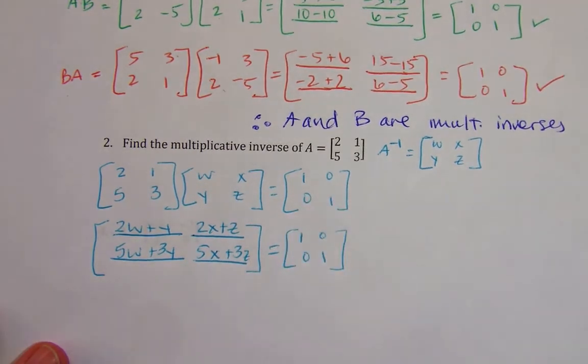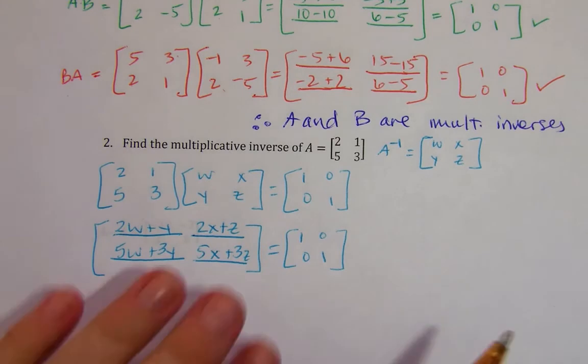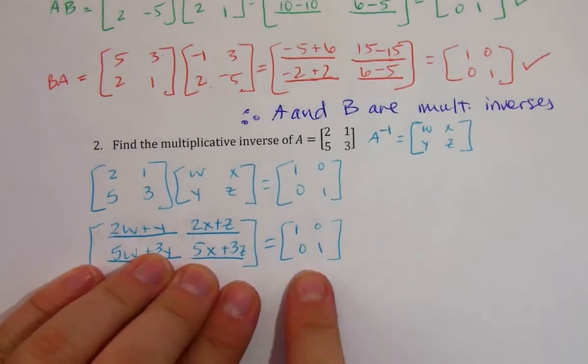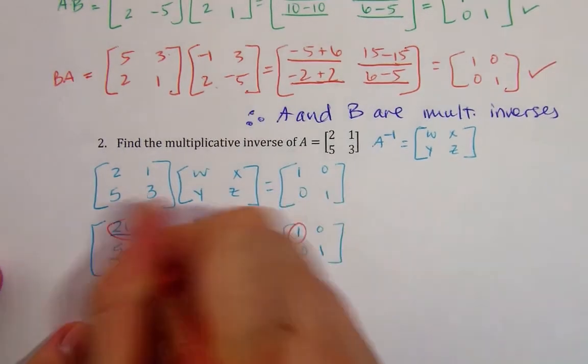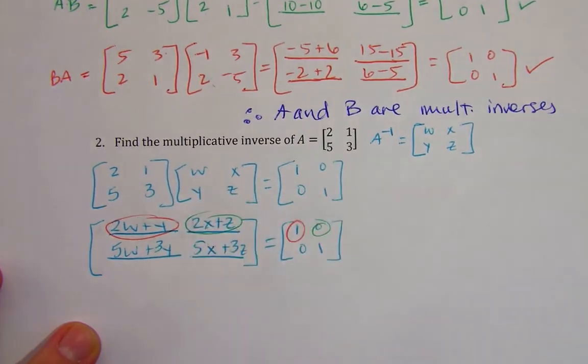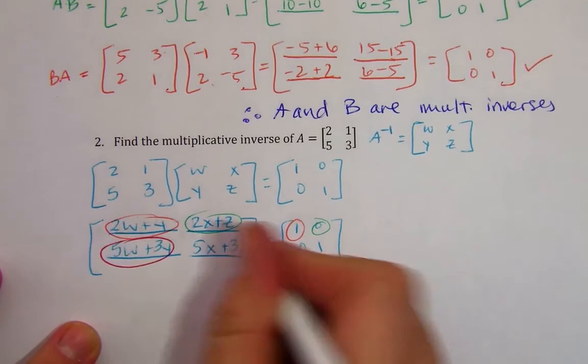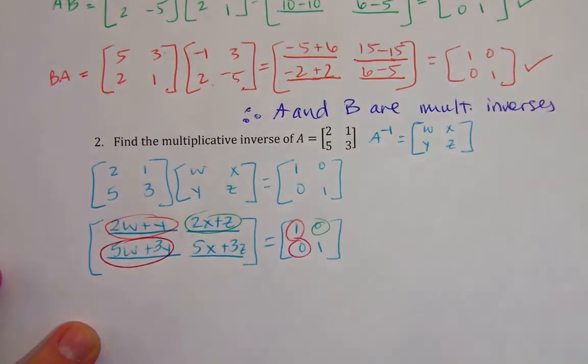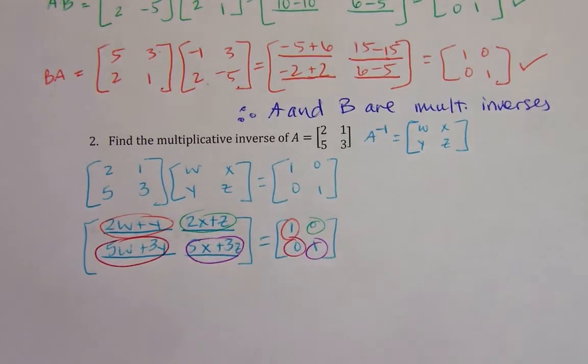And what that means is each specific element is equal. So if this matrix equals this matrix, then 1 is equal to this. And this is equal to this. And this is equal to this. And this is equal to this. So we can set up those equations.